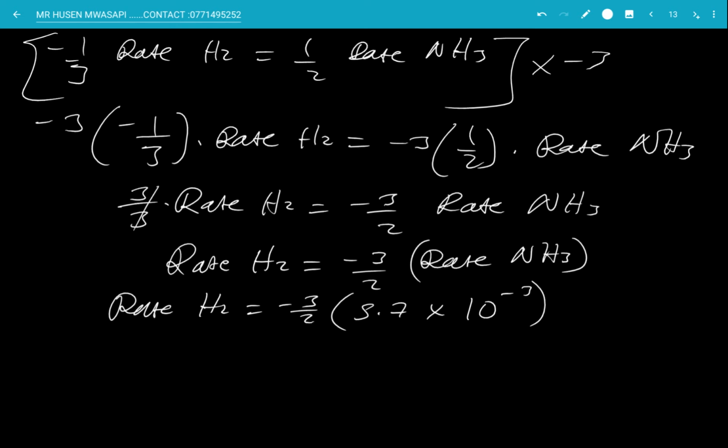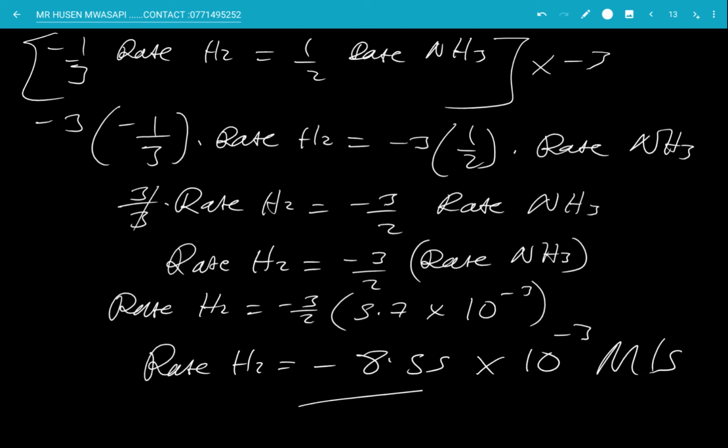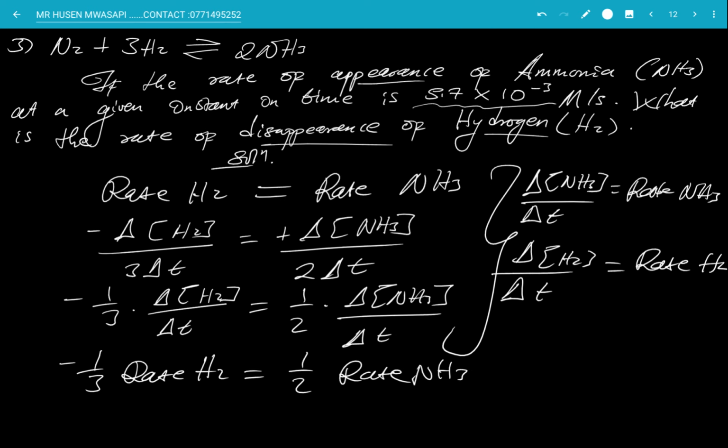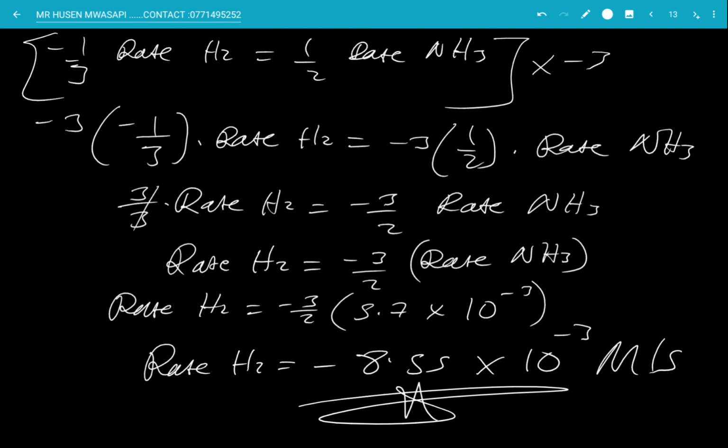Now, if you try and compute what you have, minus 3 over 2 times 5.7 times 10 to the minus 3, what are you going to end up having? You end up having the rate of H2 to be equivalent to minus 8.55 times 10 to the minus 3 molarity per second. That will be the rate. Now, if you look close, hydrogen is a reactant. That's why we end up having a negative sign on the rate of hydrogen. I hope this is clear.